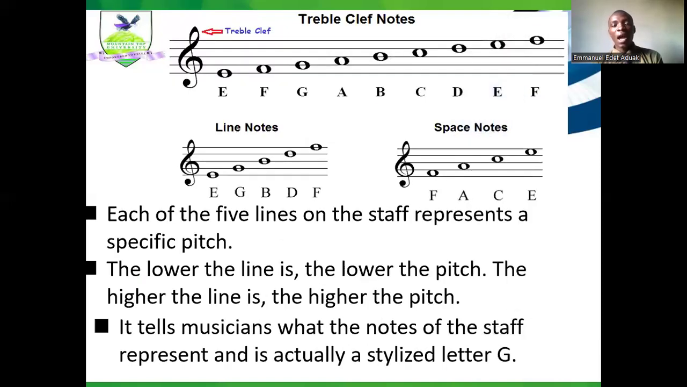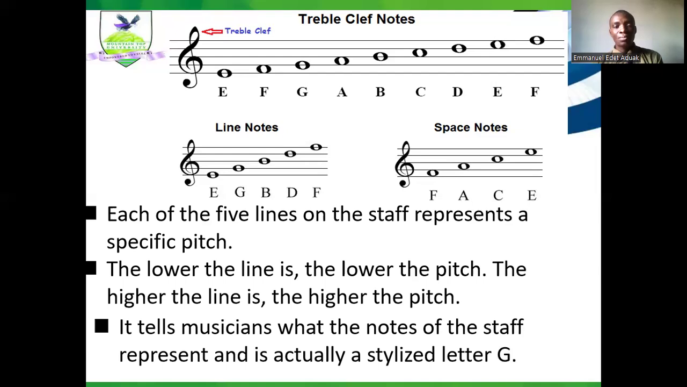Now, each of the 5 lines on the staff represents a specific pitch. The lower the line is, the lower the pitch. The higher the line is, the higher the pitch. It tells musicians what the note of the staff represents and is actually a stylized letter G. When you look at the treble staff there, the clef symbol is like a stylized letter G. Now, each of the lines and spaces in the treble staff have their letter names.